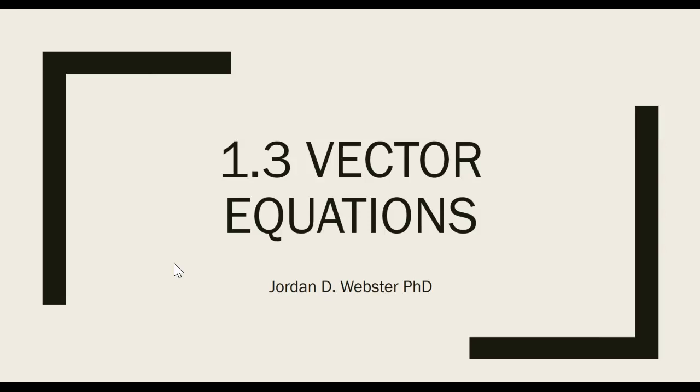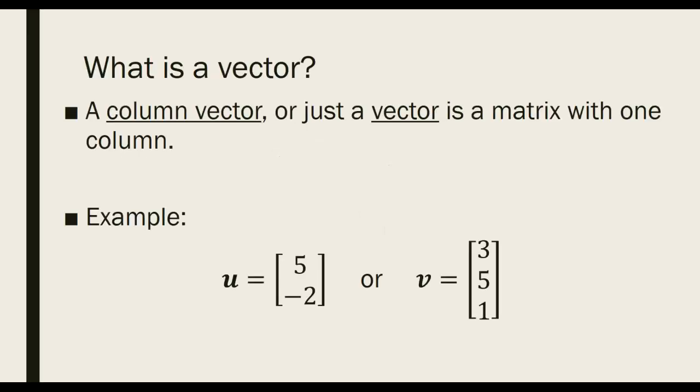All right, so we're going to get started in section 1.3, and 1.3 is on a topic called vector equations. So remember what we did in 1.2? We used row-reduced echelon forms of augmented matrices to solve systems of linear equations. So now what we're going to do is look at vector equations.